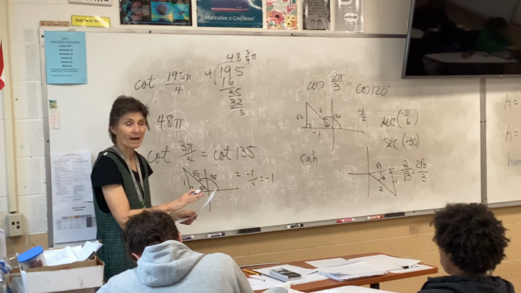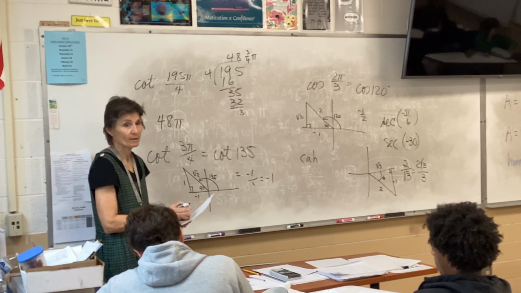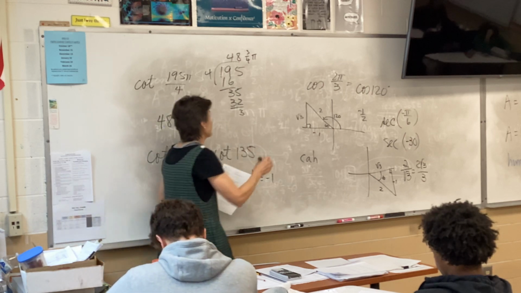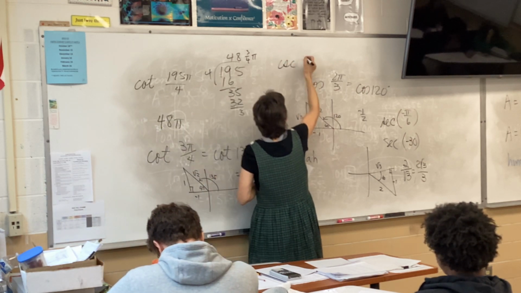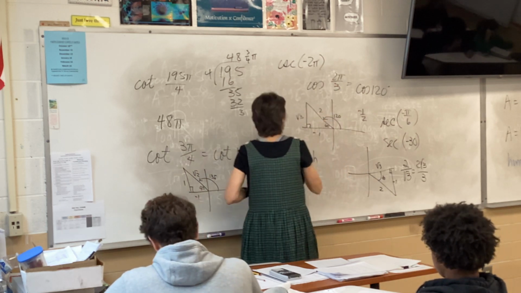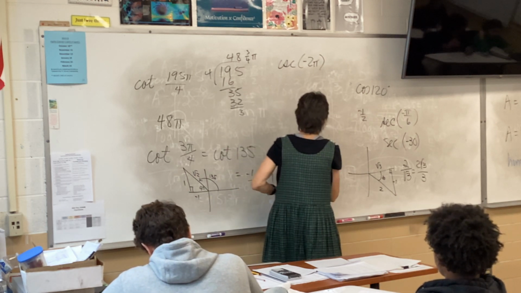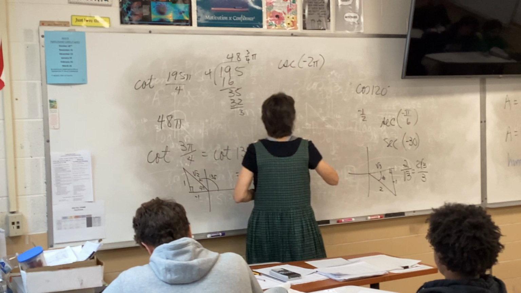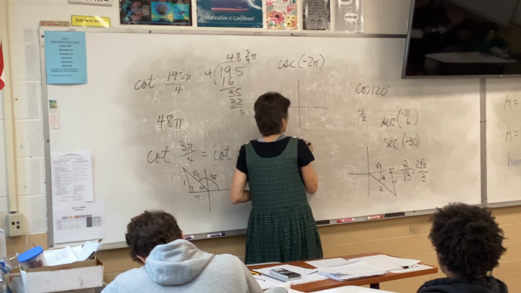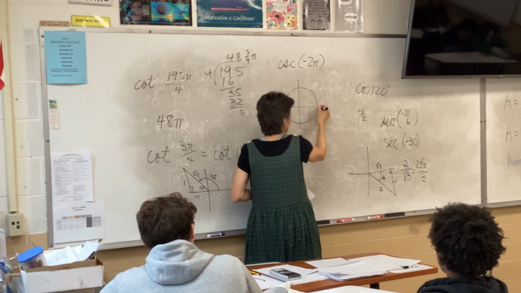Okay, that's plenty of practice with those kinds of problems, right? We good? All right, one more. Cosecant of -2 pi. Where is -2 pi? -180, -360. And where is -360? Isn't it right here? Yeah.